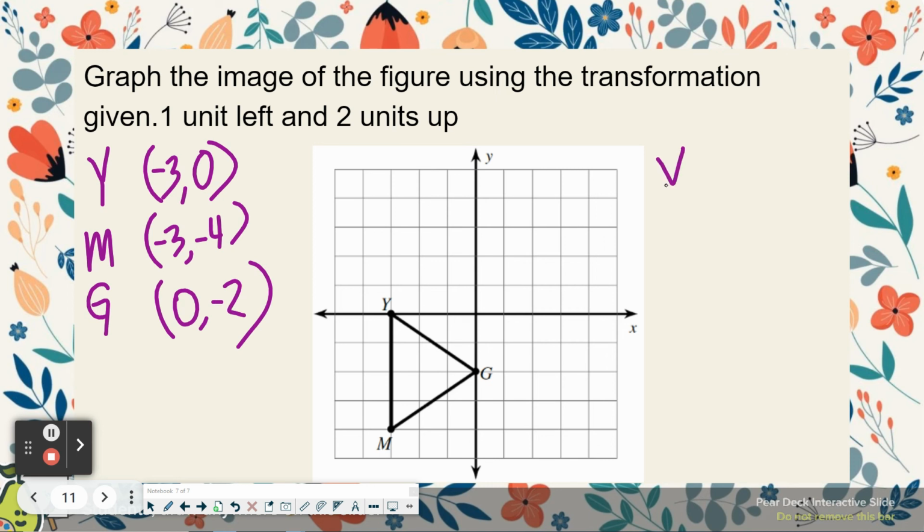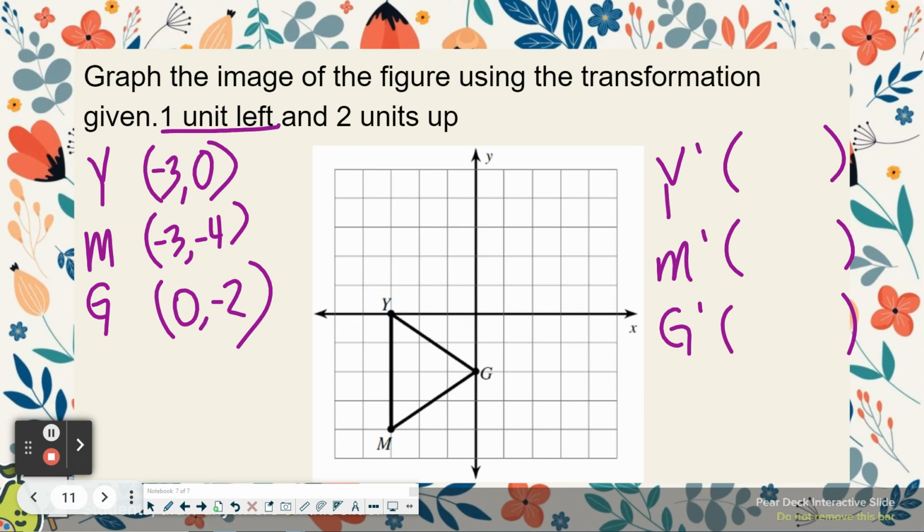For my translated sides, y prime, m prime, and g prime, that's that little apostrophe mark, 1 unit left. So if we're going left on a number line, that is we're going negative side. Okay, and then 2 units up, going up is positive. So for my 1 unit left, that's the x values. So -3 minus 1 is -4. -3 minus 1 is -4. And 0 minus 1 is -1.